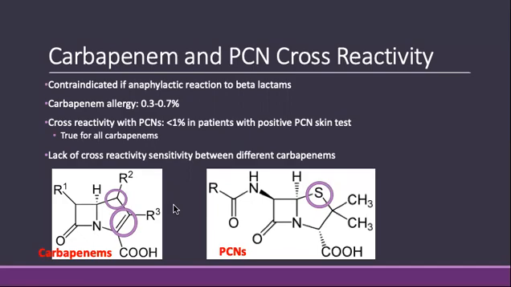Similarly, carbapenems have a lower incidence of allergy. It's less than 1%, and rash is most common. It's super rare to have an anaphylactic reaction to a carbapenem.